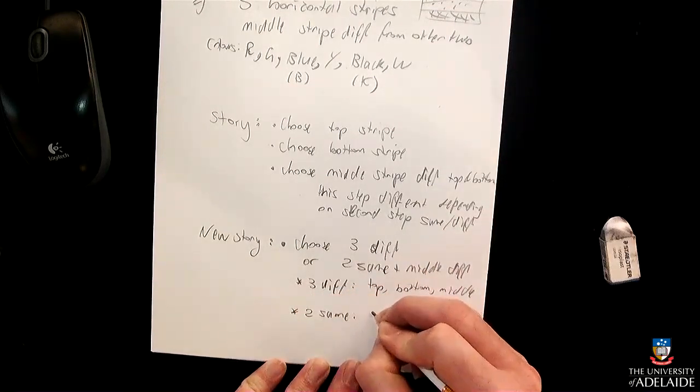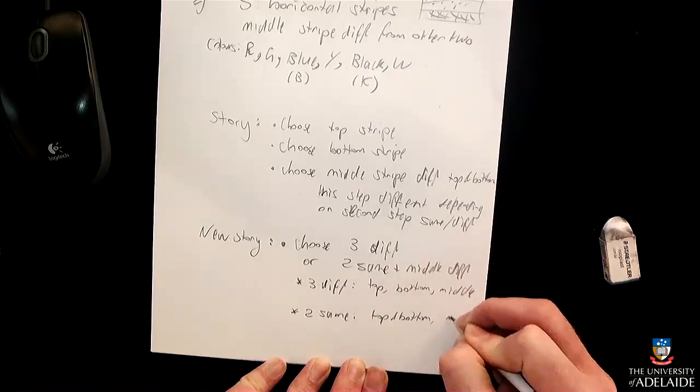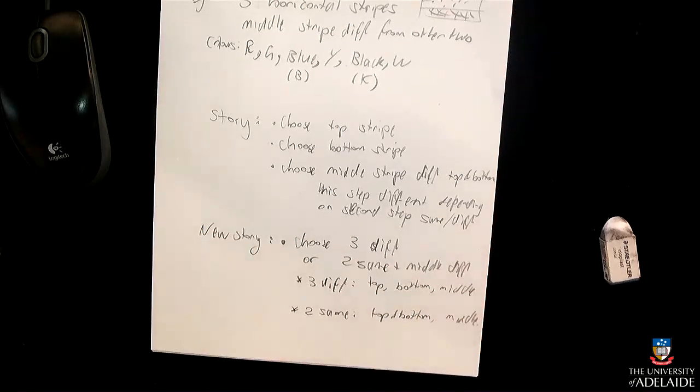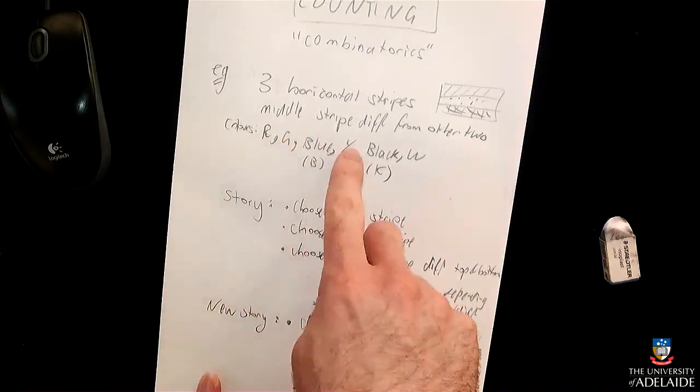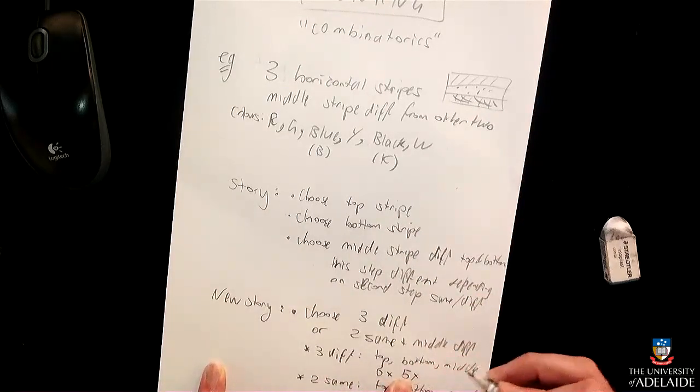With two the same, choose top and bottom because they're the same, and then the middle. Okay, cool. So if we choose the top one, there's how many colours? 1, 2, 3, 4, 5, 6 colours. And then the bottom one has to be different, so there's 5 choices for what the next one is. And then the middle one has to be different to both of those, so there's that many.